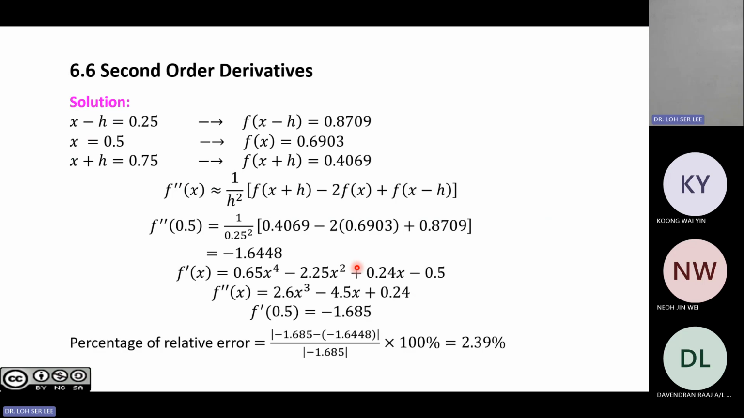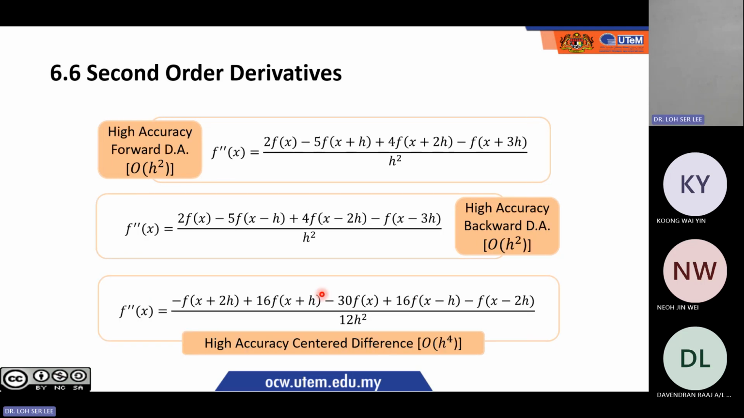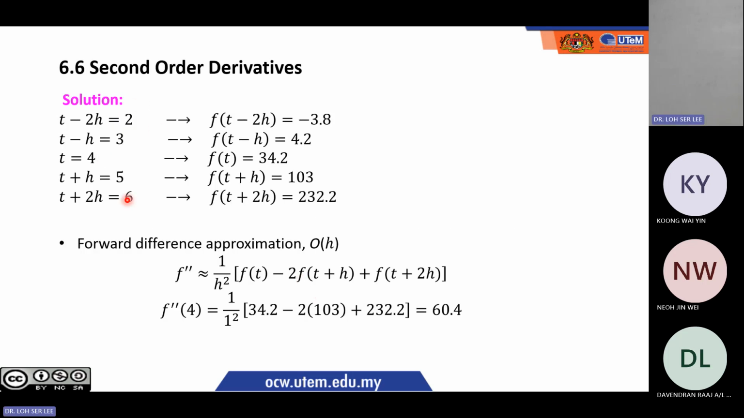Okay, so if we look at the list of the formulas, the first, second, and third, you need current, next point, next 2 points. Current, 1 point before, 2 points before. So we need 5 points for those 3 formulas. You compute for those 5 points, the current value is 4, with h is 1, so 1 point before is 3, and 2 points before is 2. Next one is 5, next is 6, because h is 1.